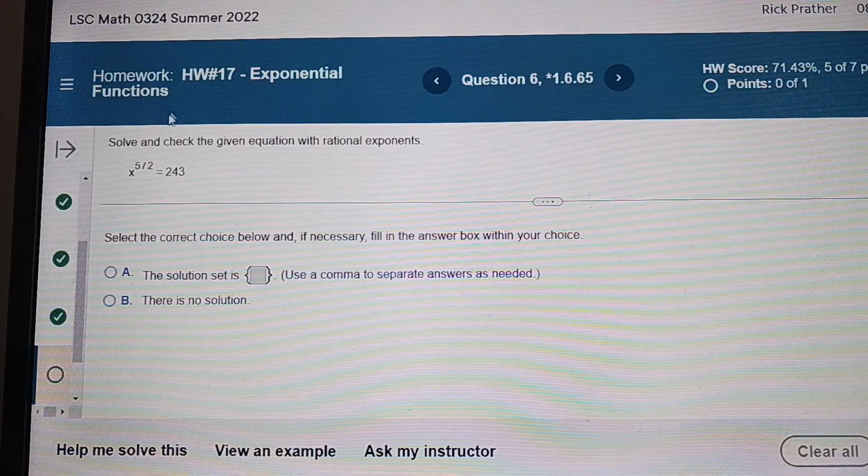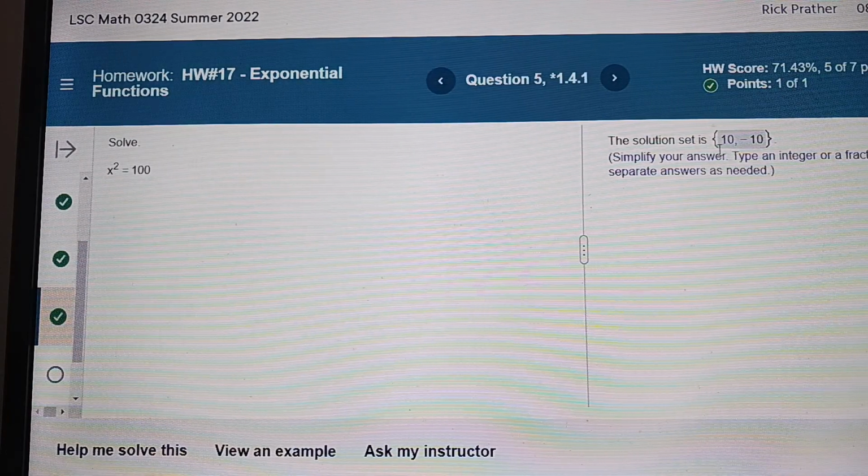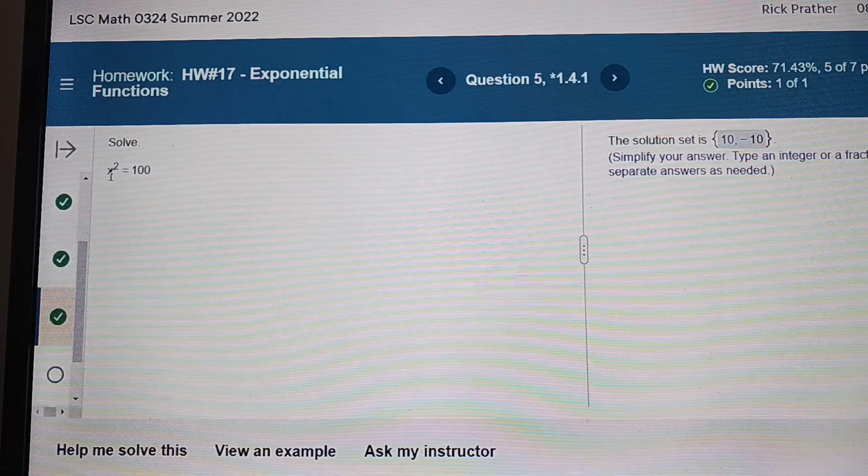And another way of thinking about it too is when you get answers, you can check them by plugging them back into the equation. If I plug 10 right where that x is, 10 squared equals 100, because 10 times 10 is 100. If I plug negative 10 in, negative 10 squared, negative 10 times negative 10 is also 100.